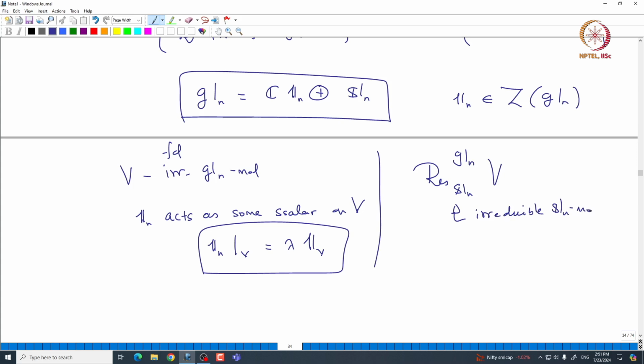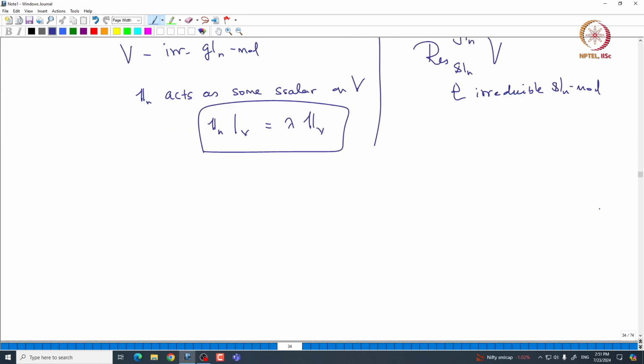So, why is this true? That is just a simple verification. Suppose W is an SL_N submodule, okay, I will leave it as an exercise, it is very easy. Then that implies that W is a GL_N submodule.